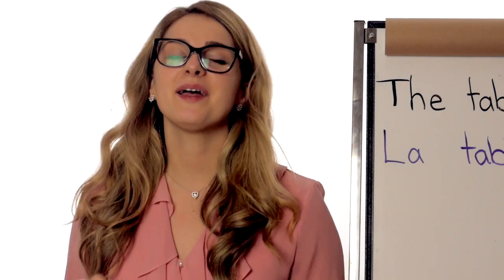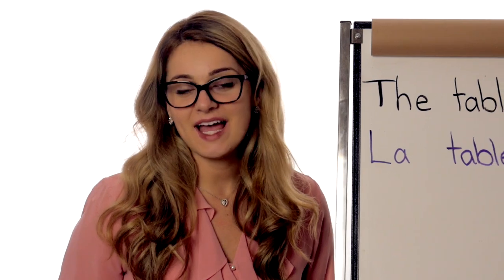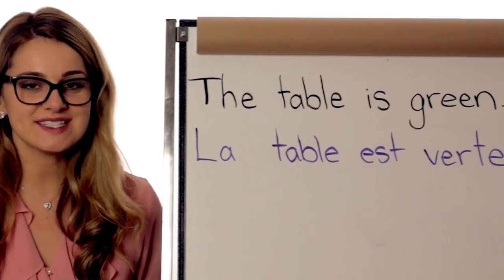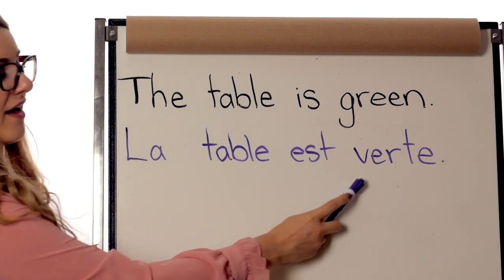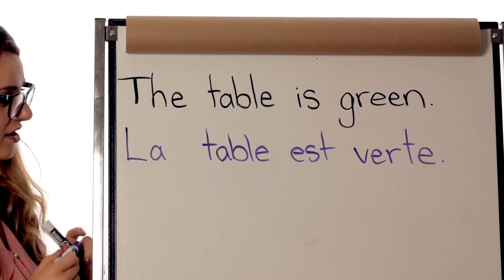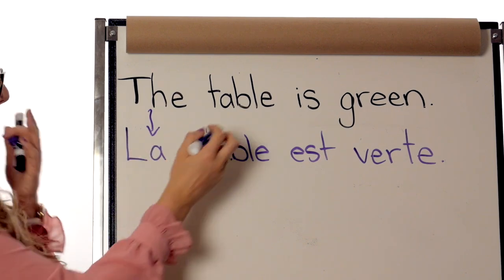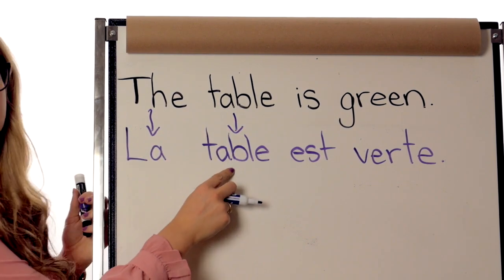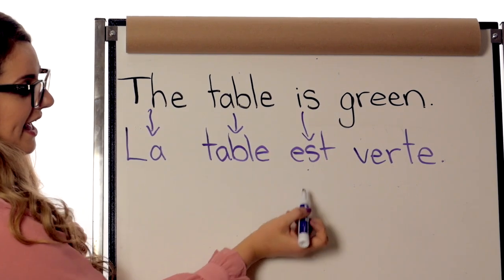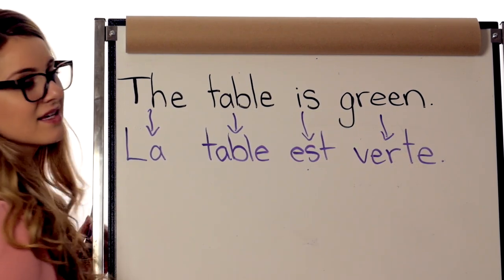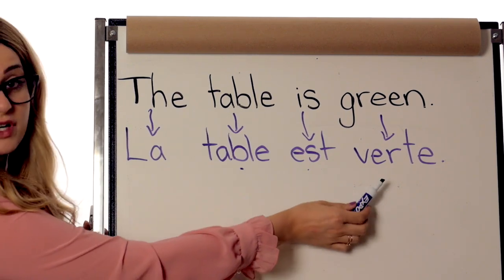It is now time for you to practice. The table is green. How do we say this in French? We say la table est verte. Okay, so the is la, table is table, is green is verte. Now we have an E at the end because we are talking, what is green?